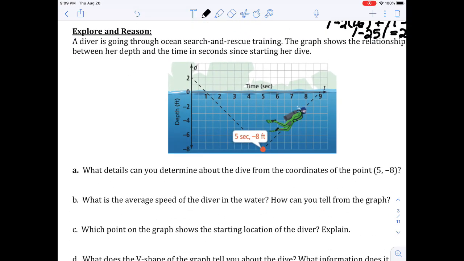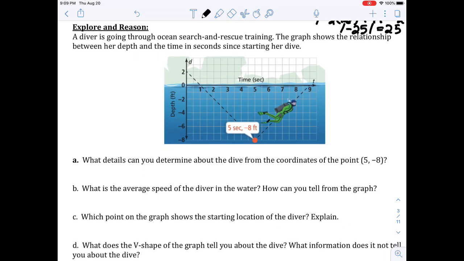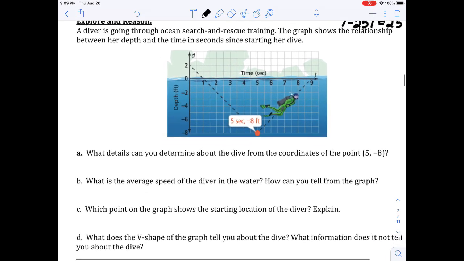Explore and reason. A diver is going through ocean search and rescue training. The graph shows the relationship between her depth and the time in seconds since starting her dive. So the first thing we do when we analyze a graph is we make sure that we pay attention to the scale of the graph.